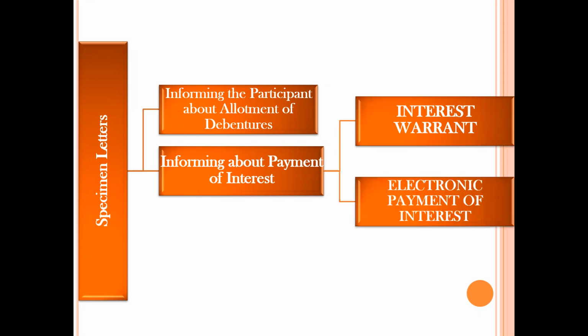So what all letters have we completed? We'll just take a quick look. The first letter which we finished was informing the participants about the allotment of debentures. Then we saw informing them about the payment of interest by 2 ways the company does this. Number 1, by issuing interest warrant, and next is electronic payment of interest.